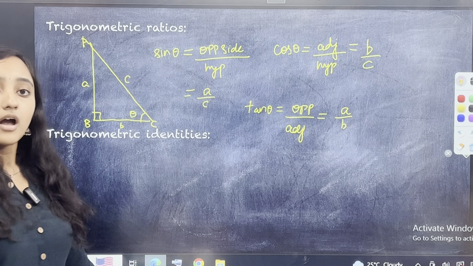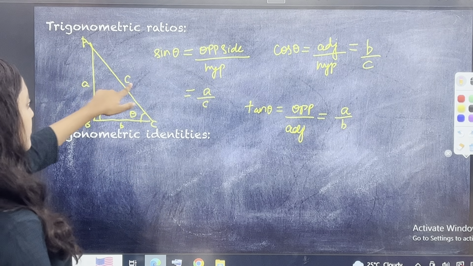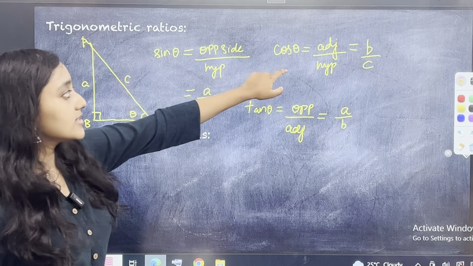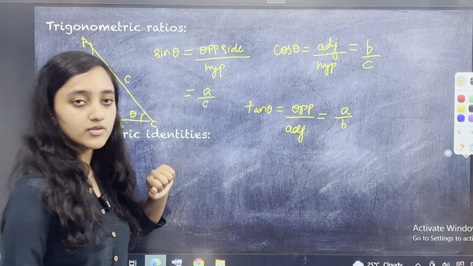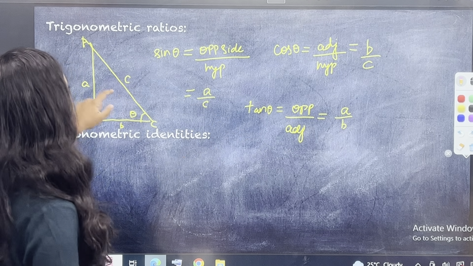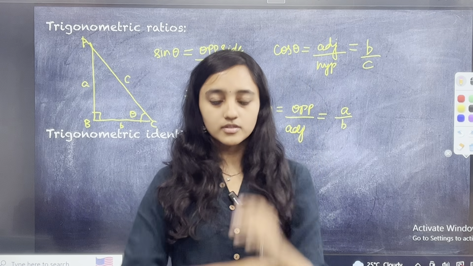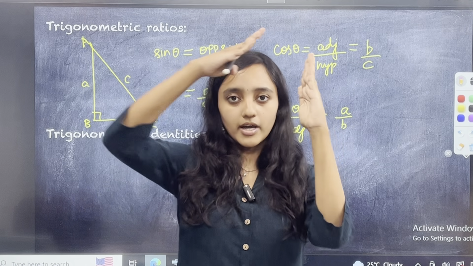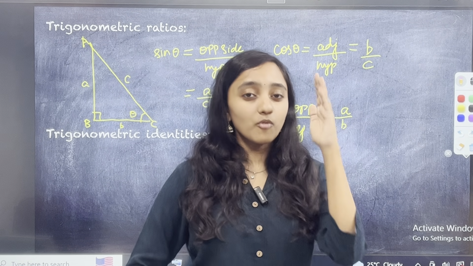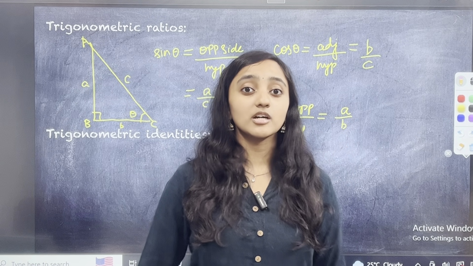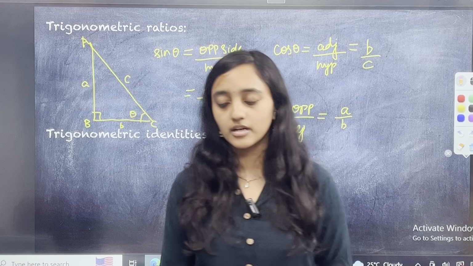Okay. I want all of you to write it down. Sine theta is opposite side by hypotenuse, which is A by C. Cos theta is adjacent side by hypotenuse, that is B divided by C. And tan theta is opposite by adjacent, that is A divided by B. Sin theta means opposite side by hypotenuse. Cos theta means base by hypotenuse. Tan theta means opposite side by adjacent side. These are the basic three trigonometric ratios.